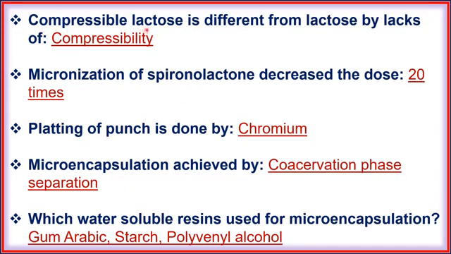Next, compressible lactose is different from lactose by lack of compressibility. Next, micronization of spironolactone decreases the dose 20 times. Next, plating of punch is done by chromium. Next, microencapsulation achieved by coacervation phase separation. Next, which water-soluble resin used for microencapsulation? Gum arabic, starch and polyvinyl alcohol.